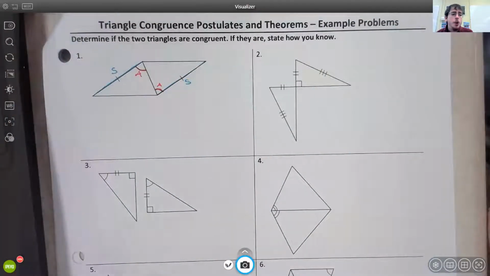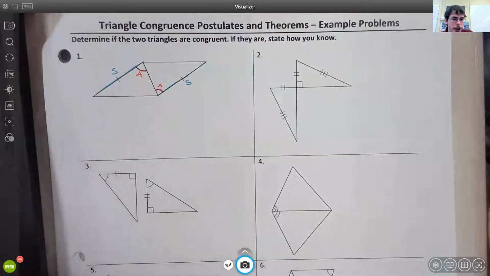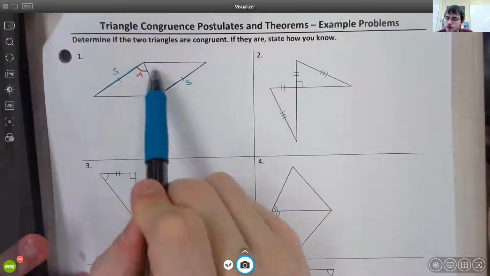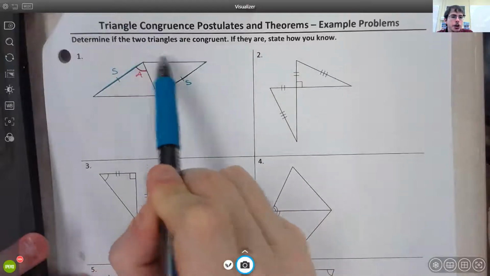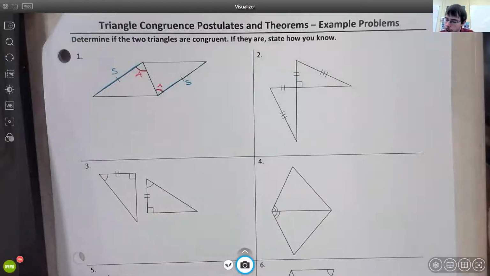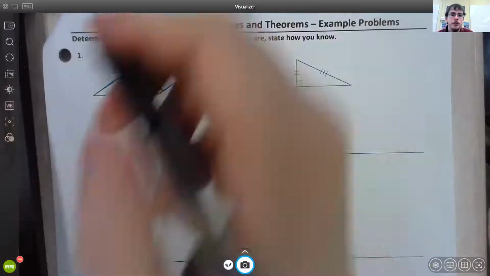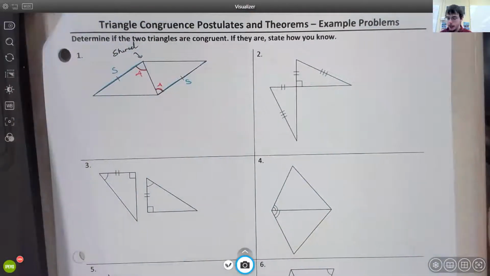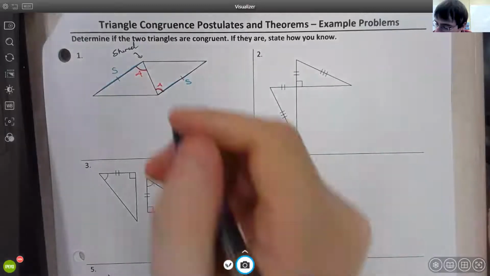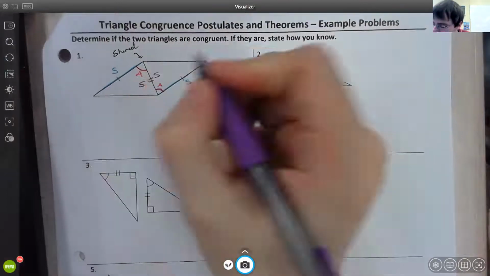Now, that's not the only information that this problem gives you. While you may be going, well, that's all the markings. Yes, that's all the markings. But look at these 2 triangles. These 2 triangles share a side, right? This side here is shared. And a shared side counts as congruent for both triangles. So this is a side and this is a side.